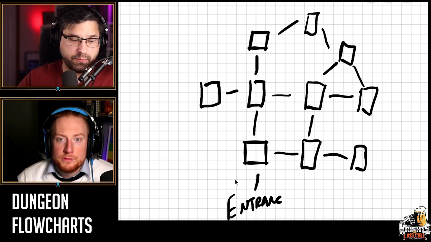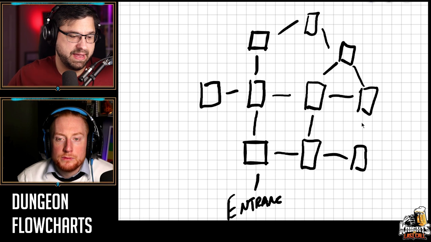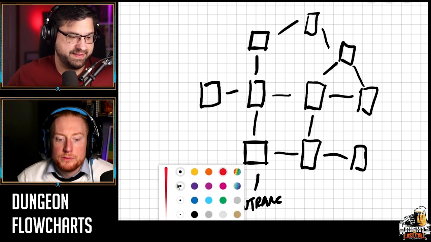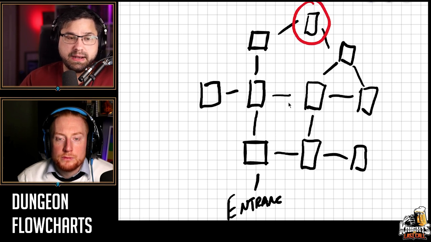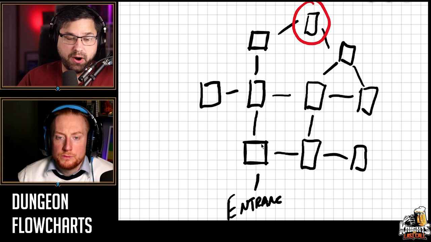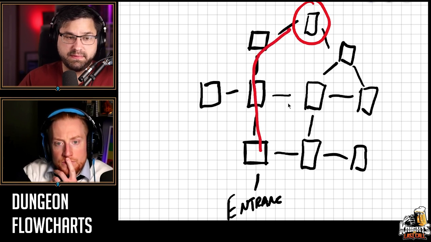Now, certainly there are rooms. Like there's this room here in the back. I'm not very proficient with the red pen. So there's this room here in the back. Now, obviously, there are a couple different ways that the party could get to this room, right? The party could go this way.